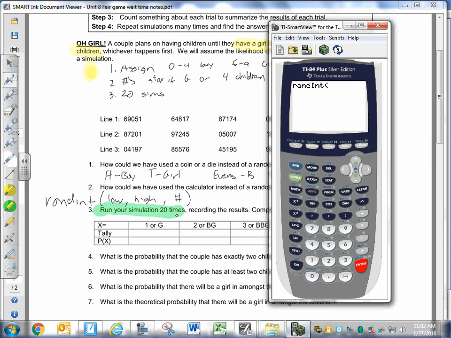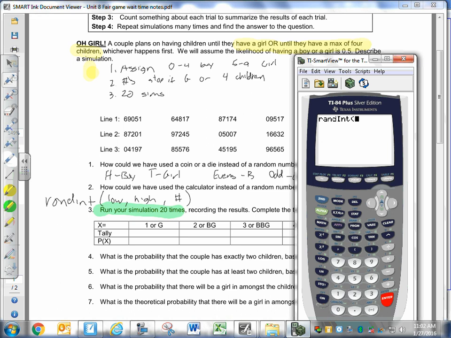Math. Scroll to the right to PRB. Well, it's easy with our calculator. We don't have random digits from 0 to 9. We have random digits based on whatever we want. So, who can give me an example of an easier way using digits that you want that you can simulate having a boy or a girl?